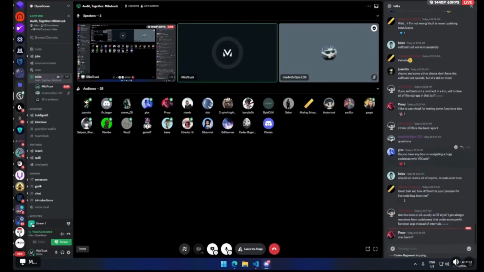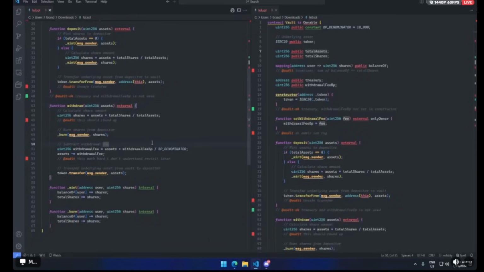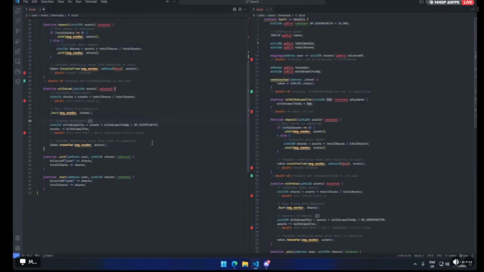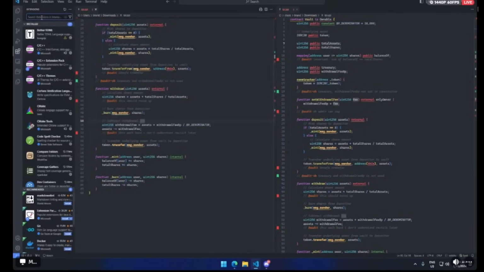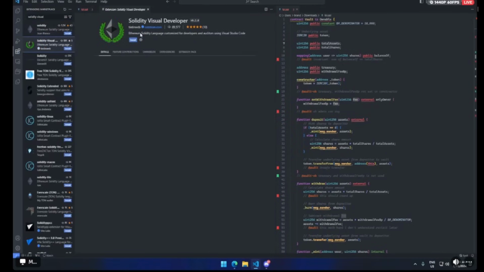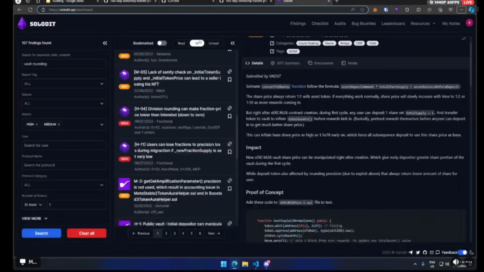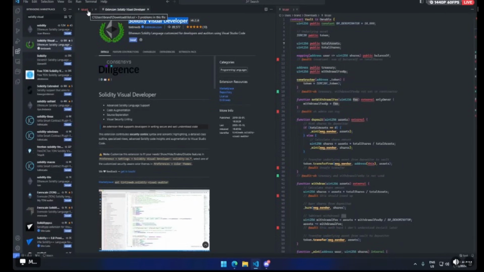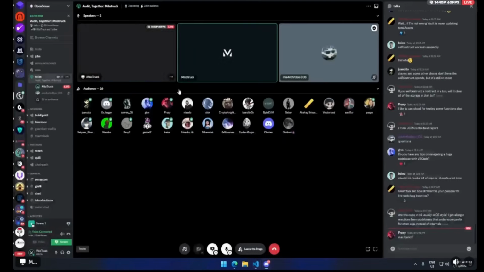Any tips for navigating a huge code base with VS Code? People use this extension, I think it's this. Yeah, people use this to navigate around the code base. But honestly, I only use this for the color theme. I'm a bit like a manual person.